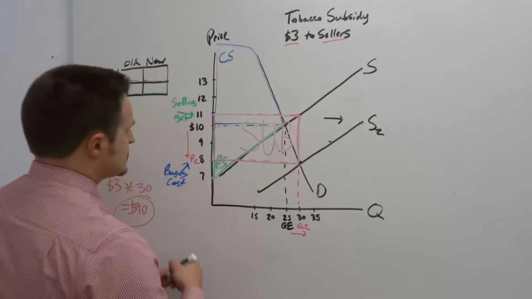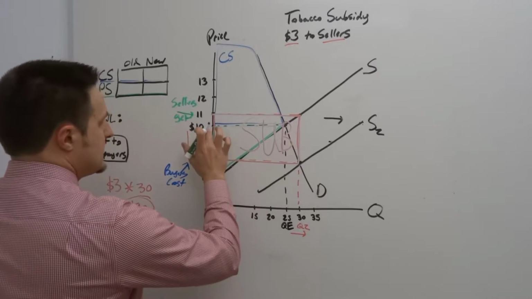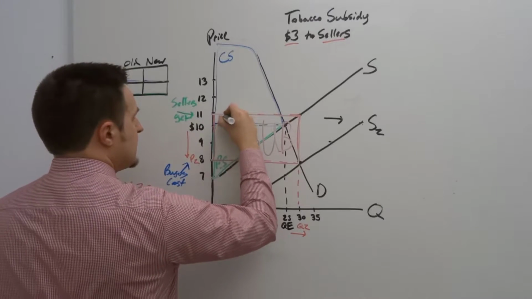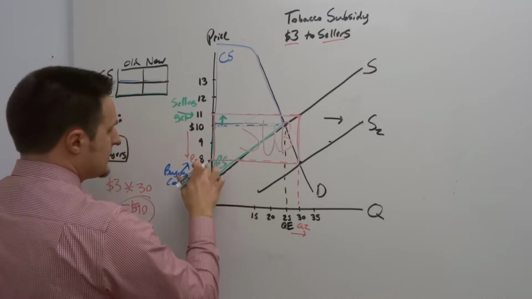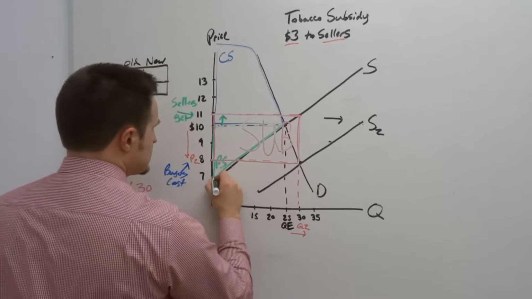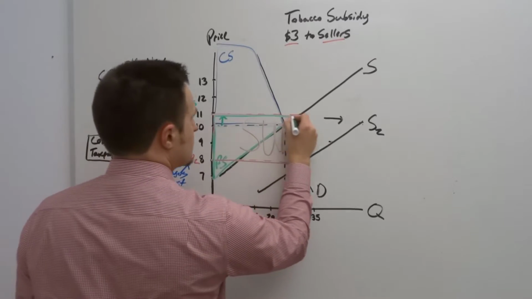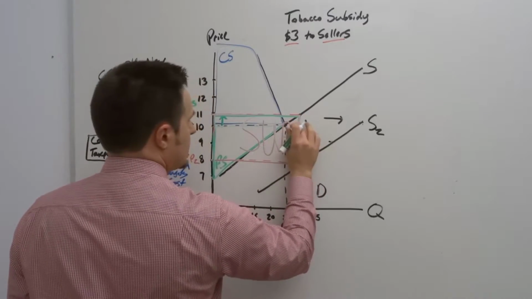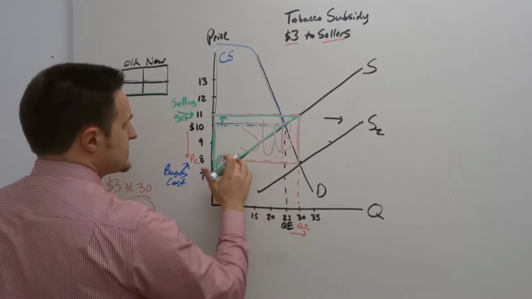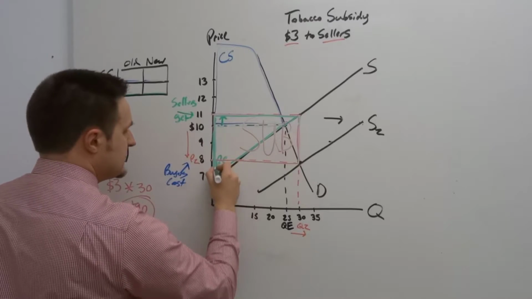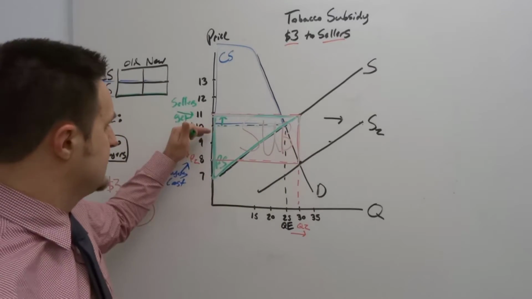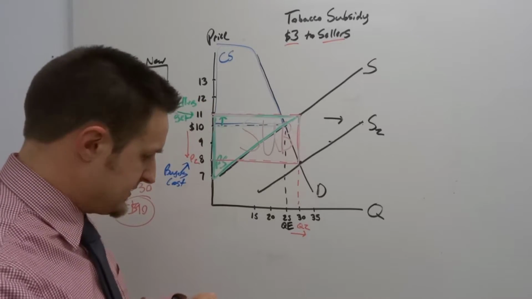Now remember that the seller used to be getting $10 per unit, but now they're going to be, in the end, receiving 11. They're getting the 8 plus the 3 from the government, which is 11. So the producer surplus is actually going to increase all the way to the new quantity of 30, and it's going to increase to that new price. So it's going to be this area of the triangle. Okay, it's a larger triangle than it was.